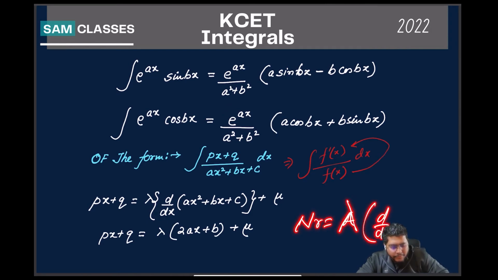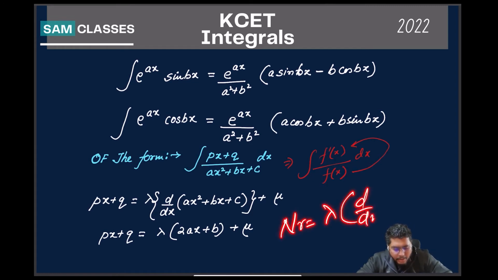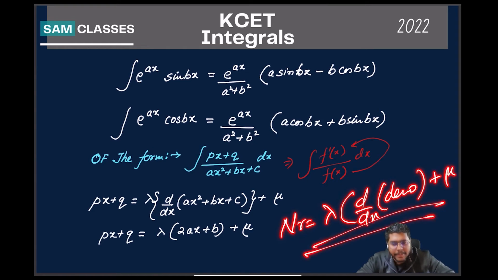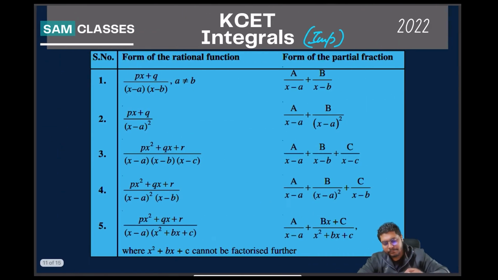d by dx of the derivative of the denominator. So say it also with me, you'll be able to mug it up. The numerator is equal to lambda times the derivative of the denominator plus mu. Okay, very simple, to the point. Keep in mind, numerator is equal to lambda times d by dx of the denominator plus mu. Clear, everybody? Got it? Okay, next.